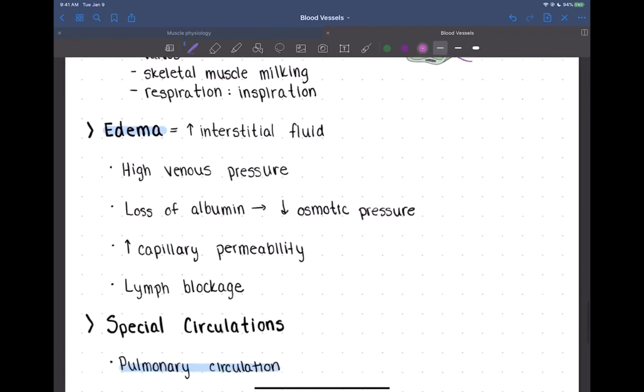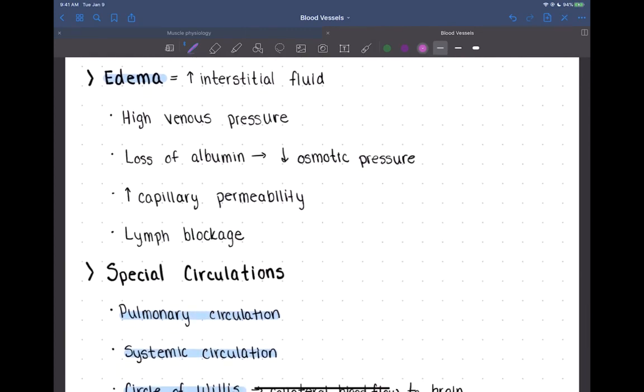But now let's talk about edema. So edema is when there's an increase in interstitial fluid. So let's talk about a few things that can cause edema. All right, so one thing that can cause edema is if there is a high venous pressure.